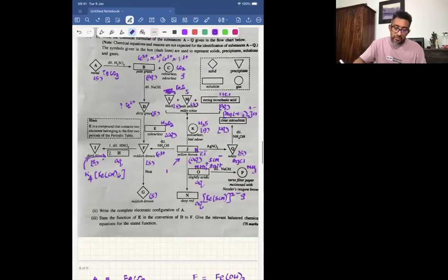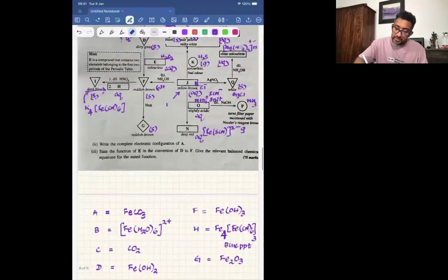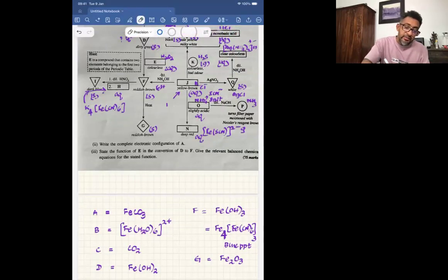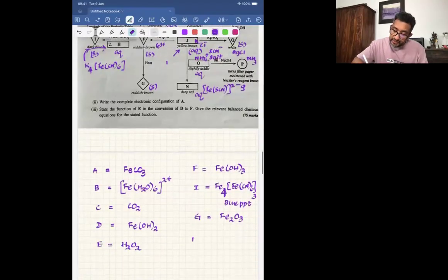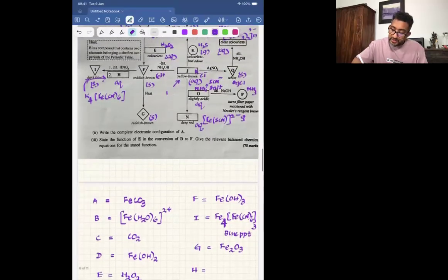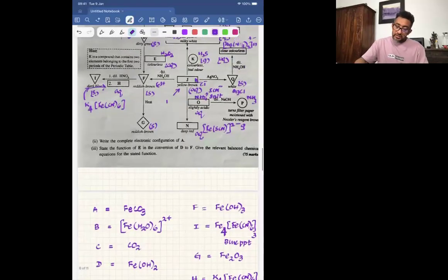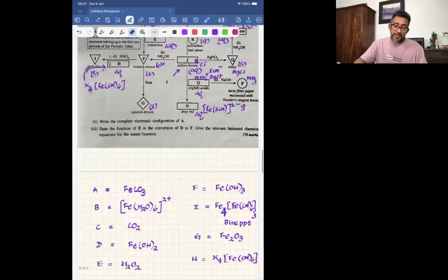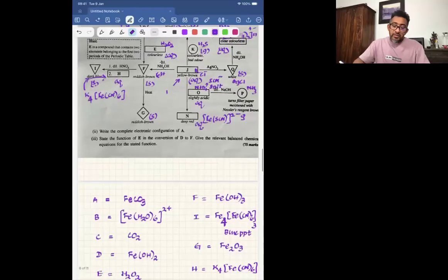Where's H? This is actually I. The precipitate is I. The material that you add is K4Fe(CN)6. Tell me if I am wrong. Okay, H, I. Then they say J.